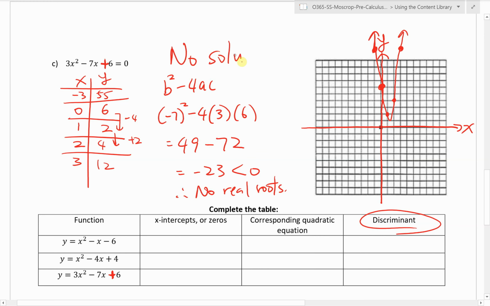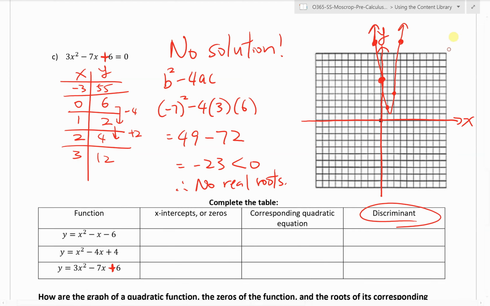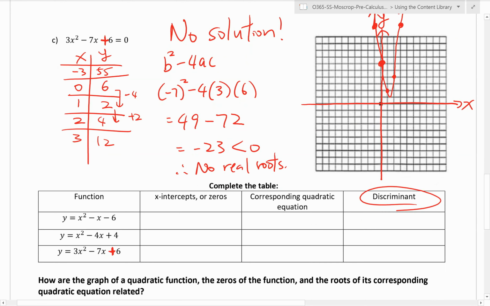And there's no solution. Okay, so really, when we solve quadratic equations by graphing, we are just looking for the x-intercepts. So we can tell quite easily how many solutions we're going to have based on the discriminant. Okay, so here's the table, right? Here's the function. These three are the ones we worked on.